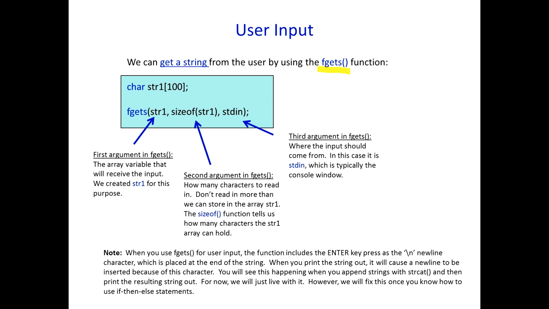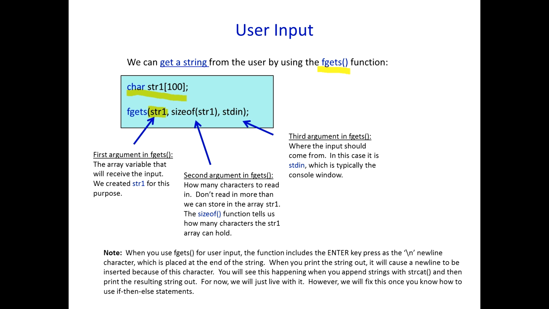Okay, the first argument is, if somebody types something at the command line, where are we going to store that? Well, we want to store that in string1, so we have to first create it, and now we have to tell it what array to put the characters in that we type in. Okay, so we created string1 for that purpose. We have to tell fgets how many characters to read in, so we don't want to read in more characters than we can store.